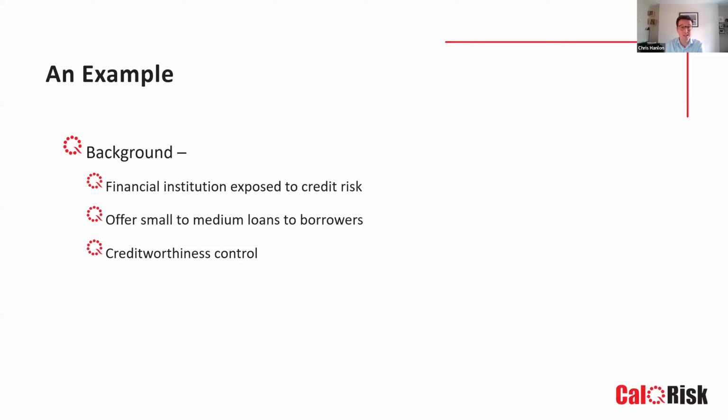So in this example, just around how to do a design effectiveness test and an operating effectiveness test, let's just pretend that we're a financial institution. We're exposed to credit risk like any financial institution, a bank, whatever it might be. We offer small to medium loans to borrowers. So we might offer car loans or whatever it might be. And then the control that we're going to focus on is our creditworthiness control. So it's our pre-loan control, basically.